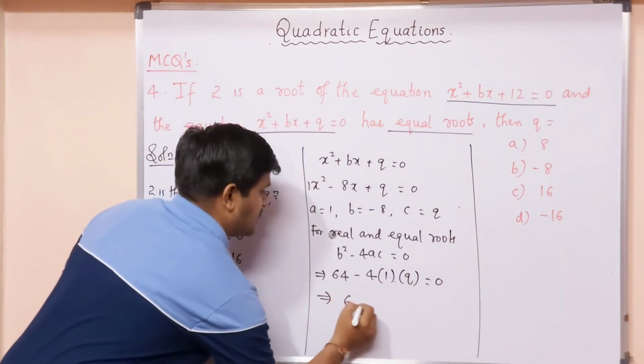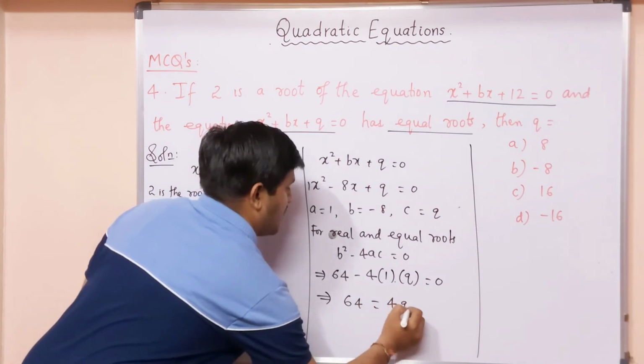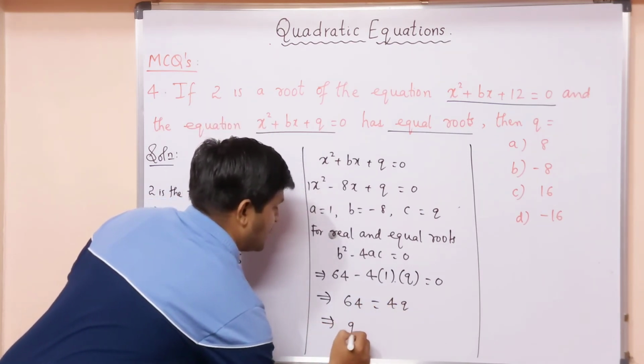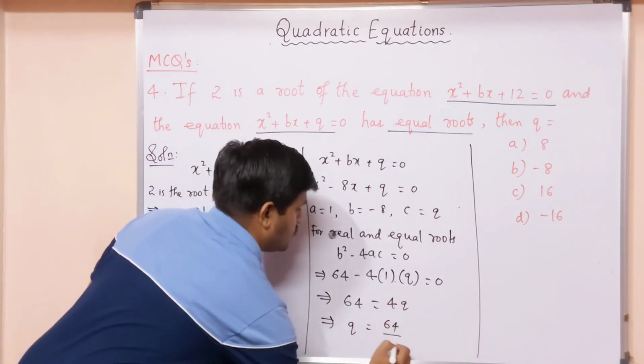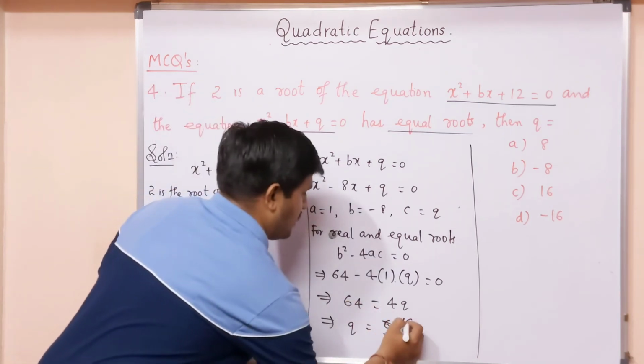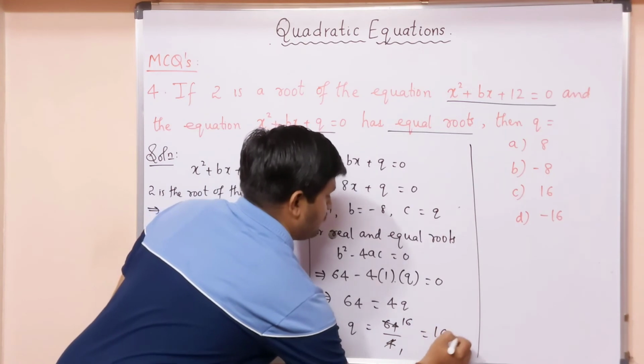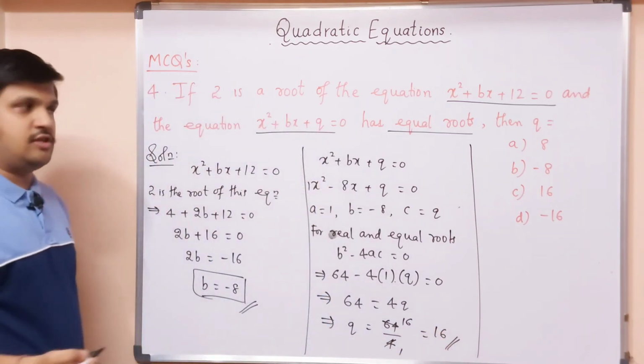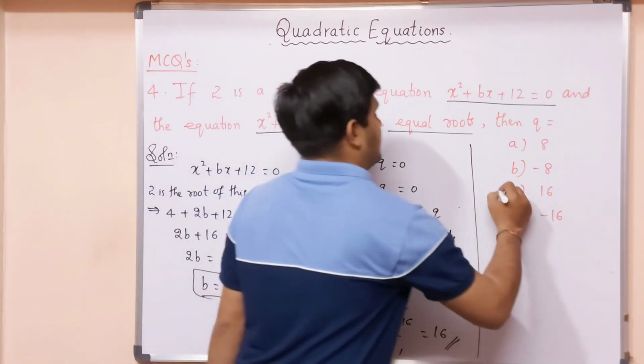So this implies 64 is equal to 4 times of q. So divide it by 4. So 4 ones are 4, 4 sixes are 24. So this implies the value of q is 16. Option C is the right answer.